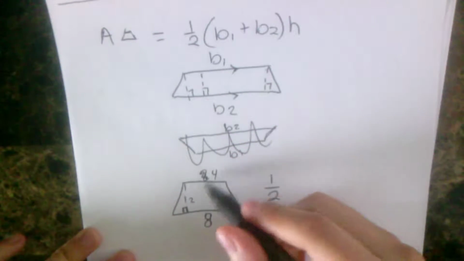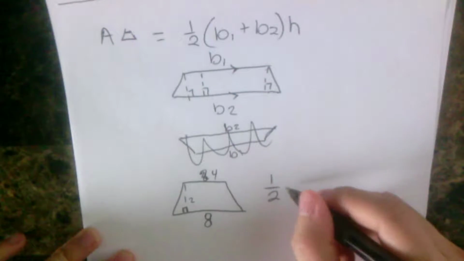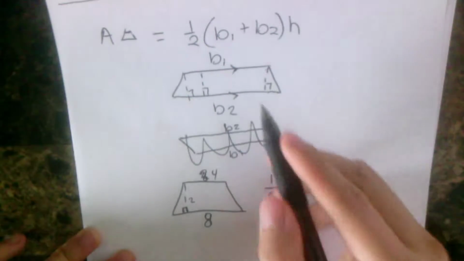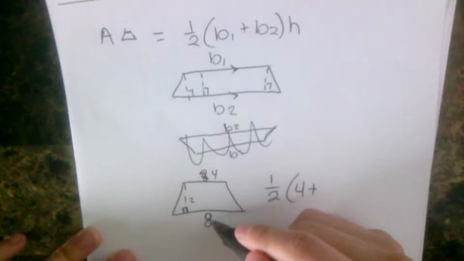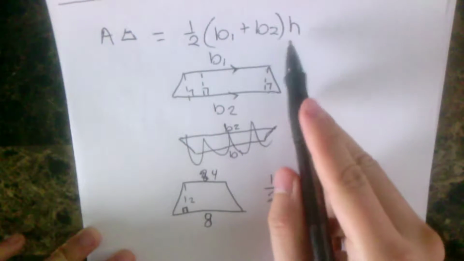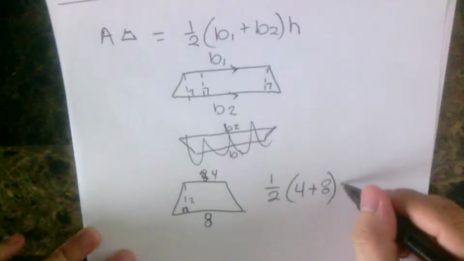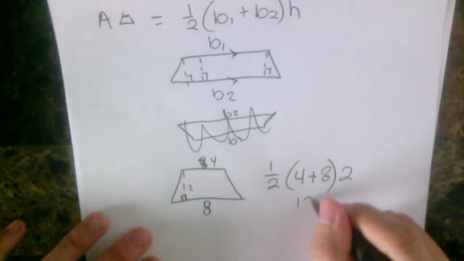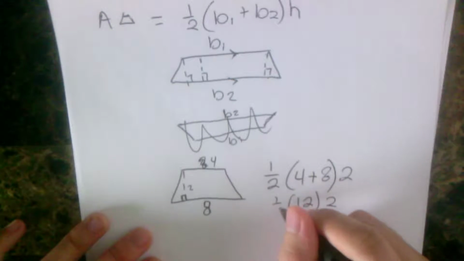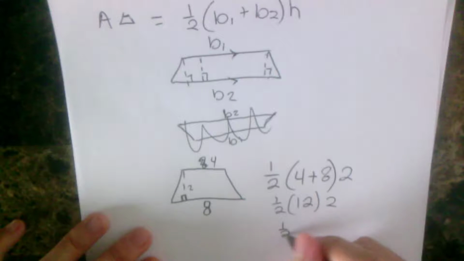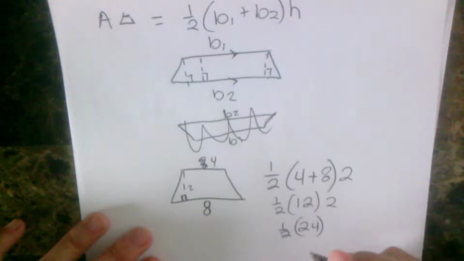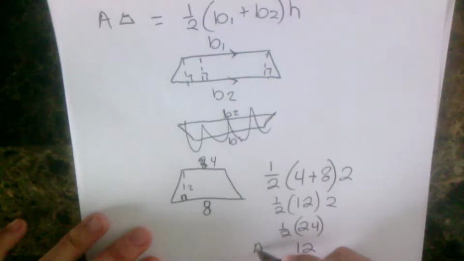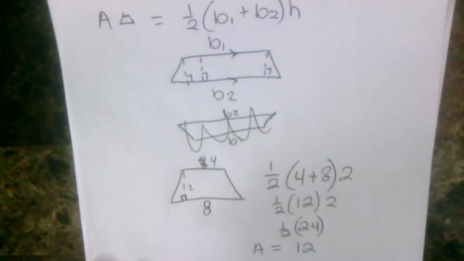so 1/2 base 1. So base 1, remember, is either the top or bottom, doesn't matter which one. If you want to make the top base 1, let's go ahead and do that. Plus base 2, so if base 1 is the top, base 2 must be the bottom, times the height. And the height here is just 2. Okay? So 4 plus 8 is 12. And we're just rewriting everything else. 12 times 2 is 24. And half of 24 is just 12. Okay, so the area of this trapezoid is just 12.